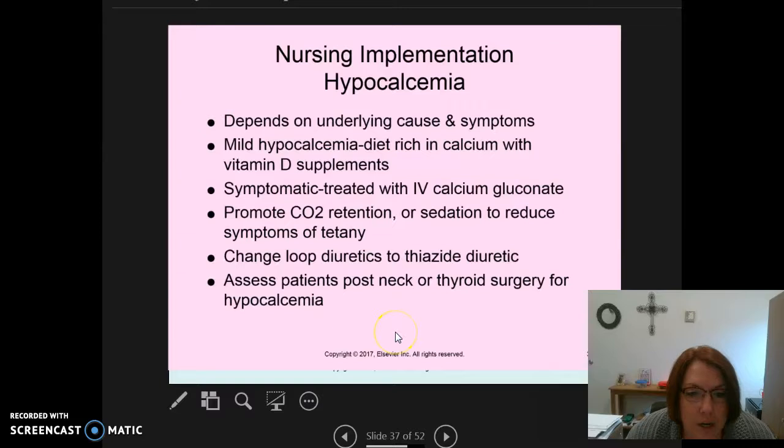Okay, and they want to assess patients post-neck or thyroid surgery for hypocalcemia. So you're going to see that. That's one of those things that you're going to be assessing them for. You're going to be assessing their airway. You're going to be assessing to make sure they're not having tingling in their lips, or Chvostek's sign, or Trousseau sign.